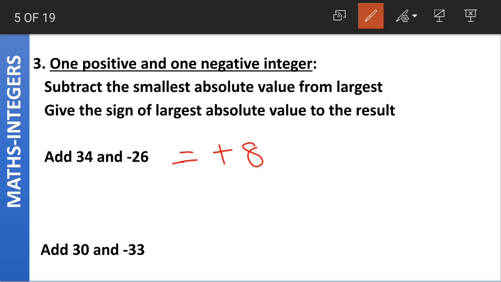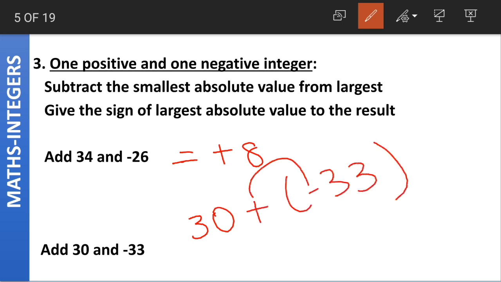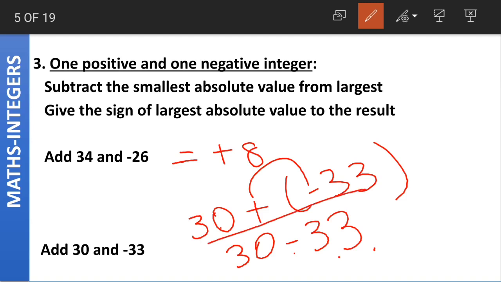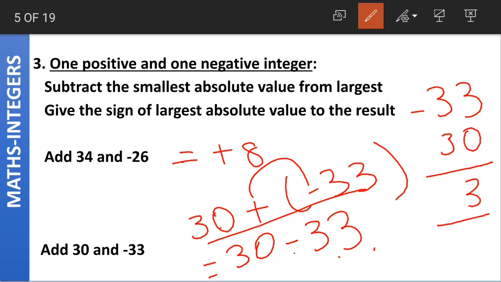Coming to the next question, add 30 and minus 33. 30 plus of minus 33. Again, plus into minus becomes what? Plus into minus becomes minus. 30 minus 33. The simplified version will be 30 minus 33. Again, which is the higher number here? 33 is the higher number. 30 is the smaller number. Now what will we get upon subtraction? We get 3 as our answer. 33 minus 30 is 3. Now look at the signs here and look at the absolute values.